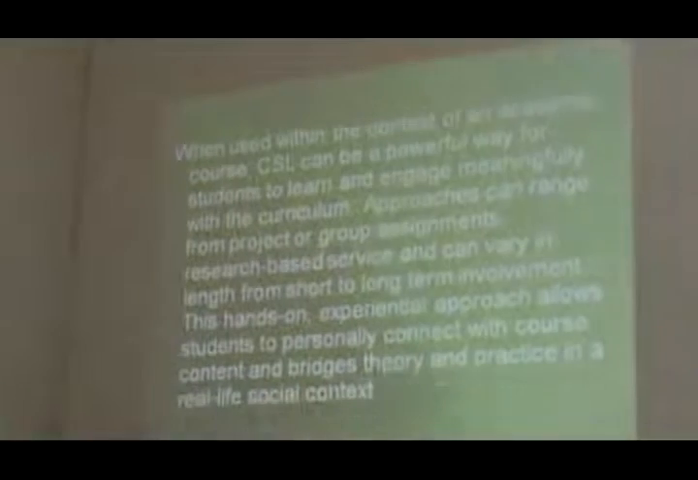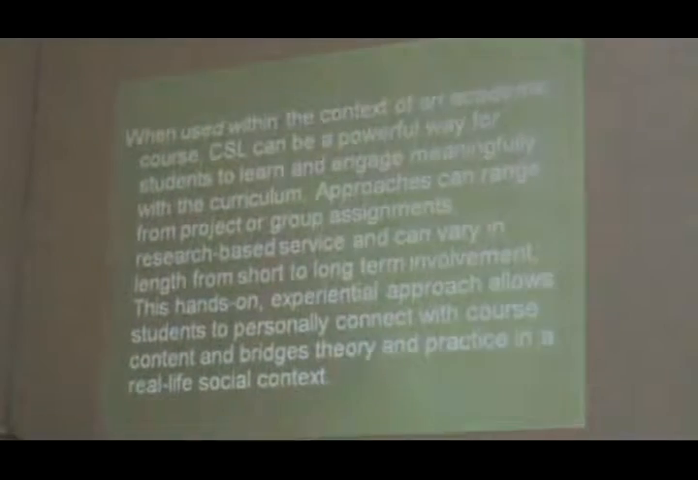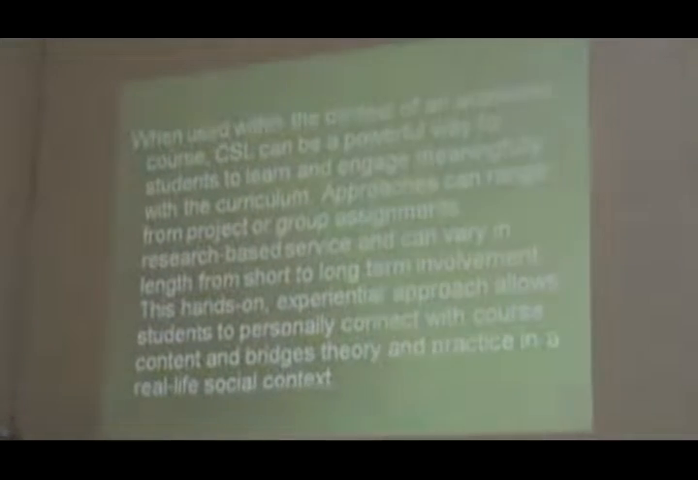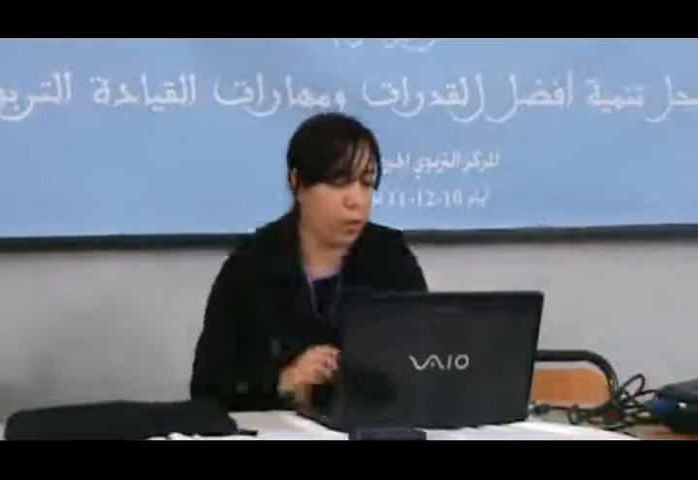So we will context by a course, community service learning can be a powerful way for students to learn and engage meaningfully with the curriculum. So who will be on the academic curriculum? Approaches can range from projects or group assignments to research-based service and can provide involvement from short to long-term.